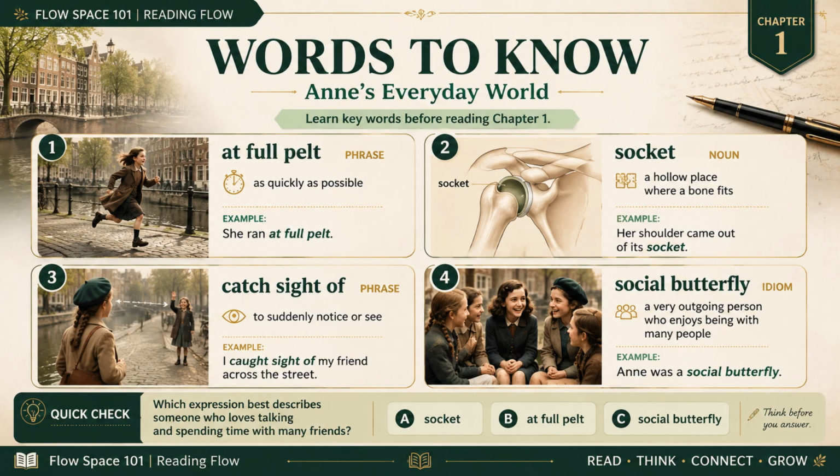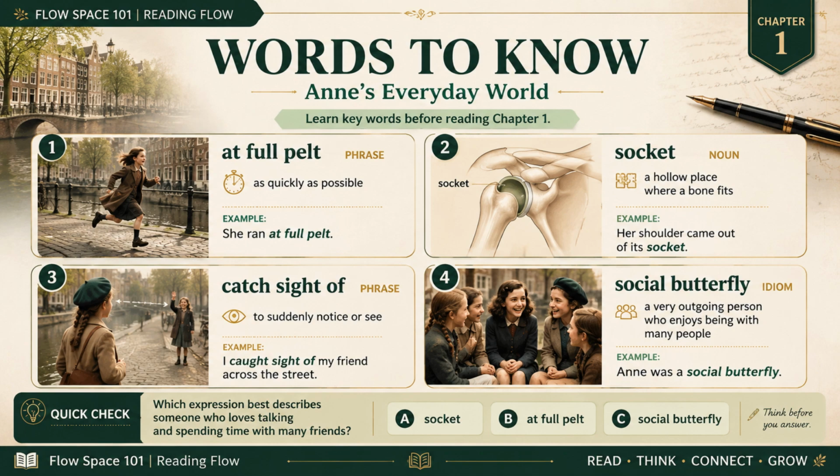The first is at full pelt. If someone is moving at full pelt, they are moving as quickly as possible. For example, she ran at full pelt. Next is socket. A socket is a hollow place in the body where a bone fits. For example, the upper arm bone fits into the shoulder socket. Our third expression is catch sight of. To catch sight of someone means to suddenly notice or see them. You might say, I caught sight of my friend across the street.